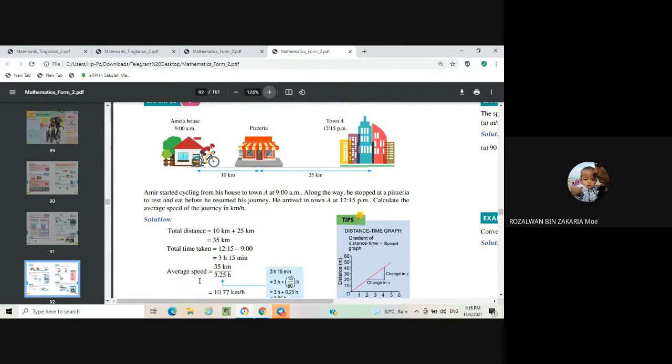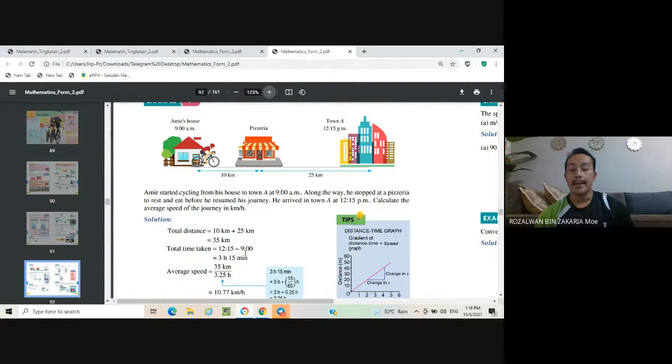12:15 p.m. So 12:15, you minus the 9 a.m. All right, so you will get 3 hours 50 minutes. Okay, you calculate from 9 to 12: 9 to 10 is 1 hour, 11 is 1 hour, 12 is 1 hour. That means the total is 3 hours. Then we have 50 minutes. So that's why the total time taken equals 3 hours 50 minutes.